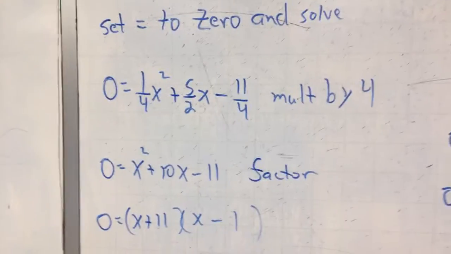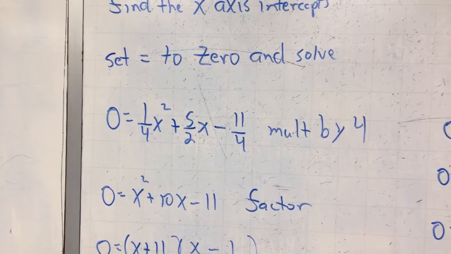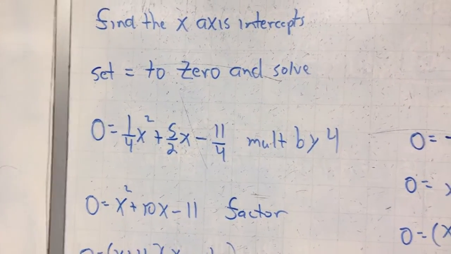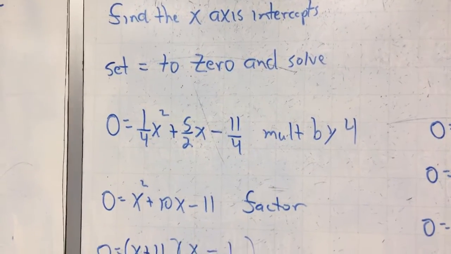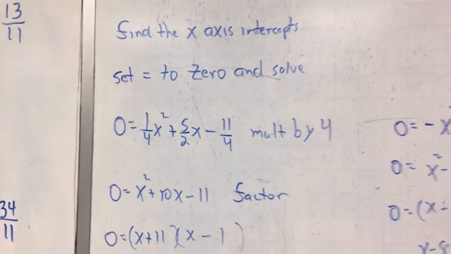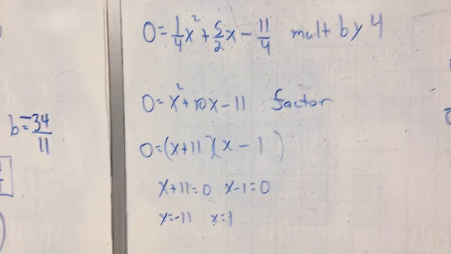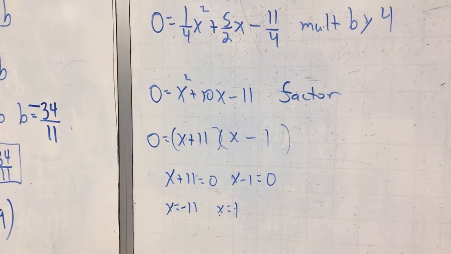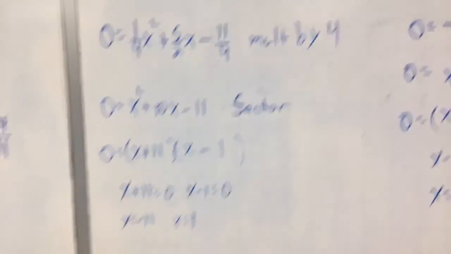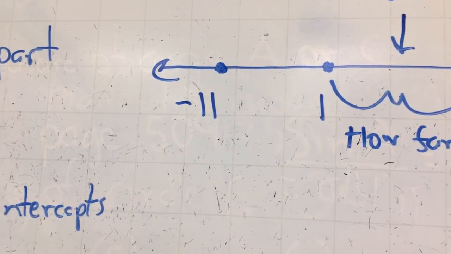So the first one, let's knock this one out first. 0 is equal to 1/4 x squared plus 5/2 x minus 11/4. I don't like the fractions. I'm going to clear the fractions by multiplying everything by 4. Now I got x squared plus 10x minus 11 is equal to 0. I can factor that. I can solve each factor by setting each of them equal to 0, and x is equal to negative 11, and x is equal to positive 1. So I put negative 11 and positive 1. That's where that parabola crosses the x-axis.